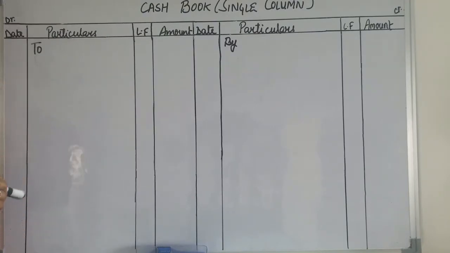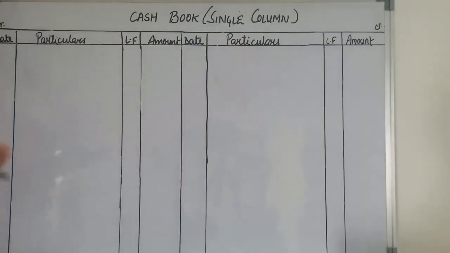Now let's take a few transactions to understand how a cash book is prepared, and in our coming videos we'll understand the case of GST also. But in today's session, let's just start with single column cash book. And you can find the question in the description box also. So let's start. Enter the following transactions in Shyam's cash book and show the balance.